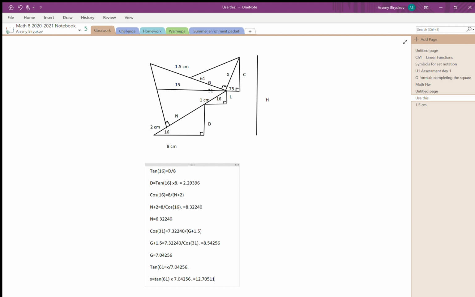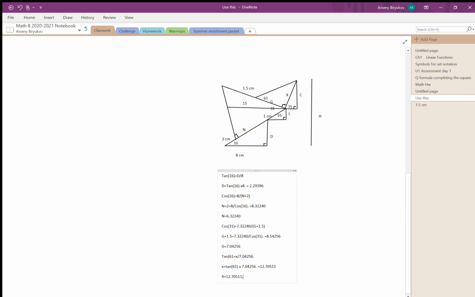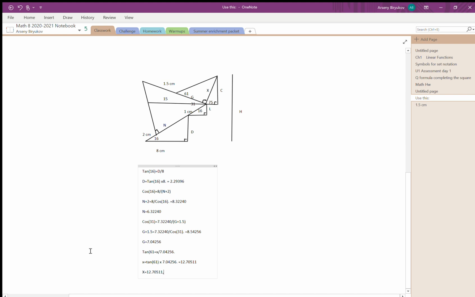Now that we have found one of the two variables we need to find, since x is equal to 12.70511, to find h, we first need to find c and l, because d plus l plus c is equal to h. To find l, we must use sine. Our equation here will be sine 16 is equal to L divided by 1. Thus, L is equal to 0.27564.